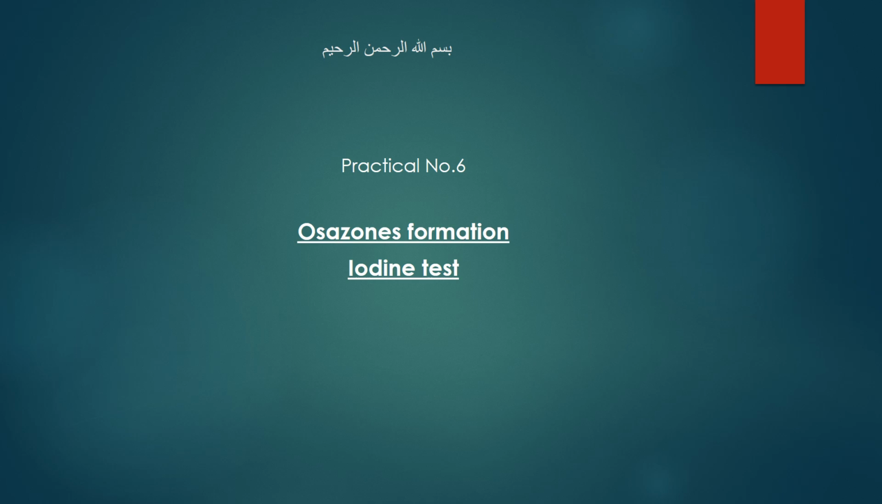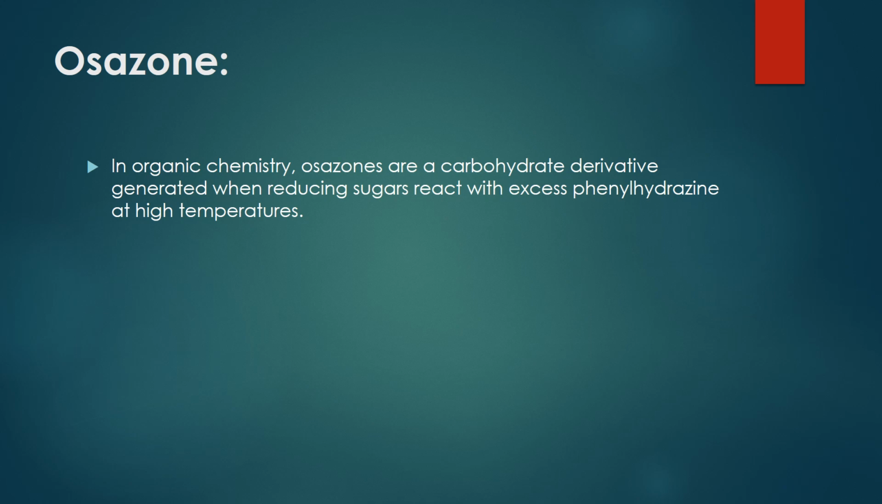Today in practical number 6, we will keep going on detecting carbohydrates through a group of tests. Today we are going to talk about two tests: osazone formation and the iodine test. Okay, we will start with the osazone formation test.